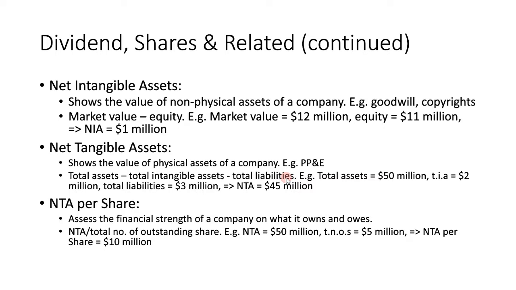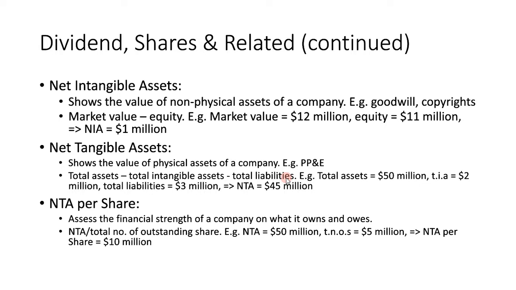An example is total assets are going to be $50 million. Your total intangible assets are going to be $2 million. Total liabilities are going to be $3 million. So your NTA is going to be $45 million.